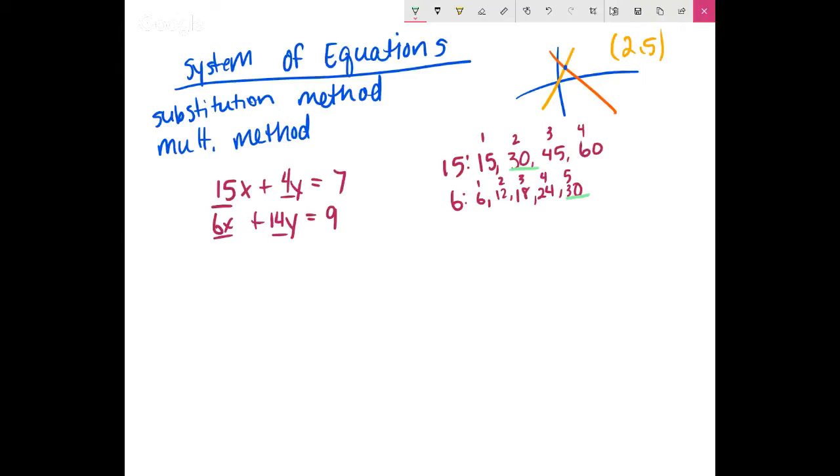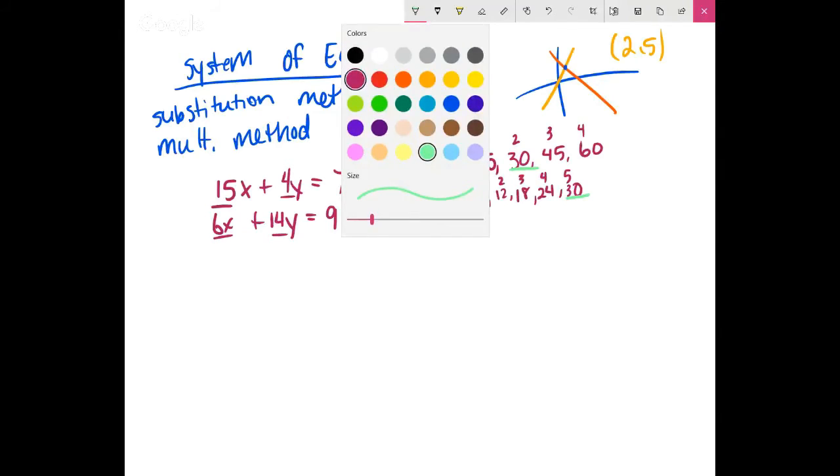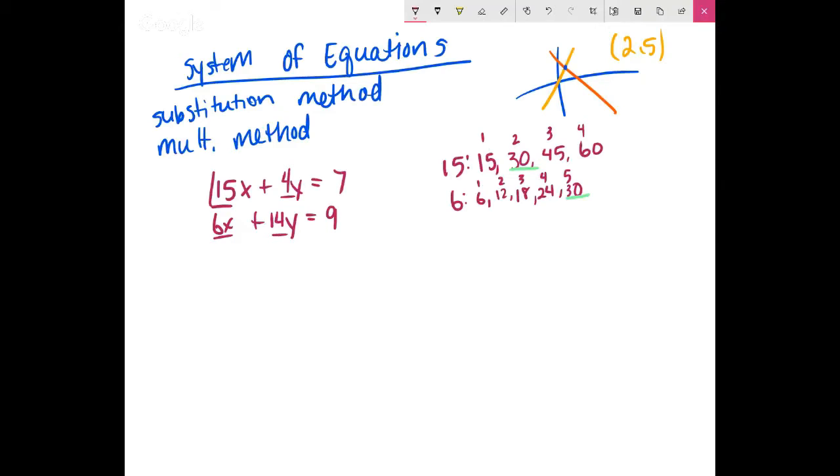What we're going to do now is figure out how we get from 15 to 30, because we're going to change these equations. What did we multiply 15 by to get to 30? Well, we multiplied by 2. So let's multiply this whole equation by 2. That's going to help us to cancel out our x. And then for the bottom equation, what did we multiply 6 by to get 30? Because that's the number we're focusing on. Well, 5.